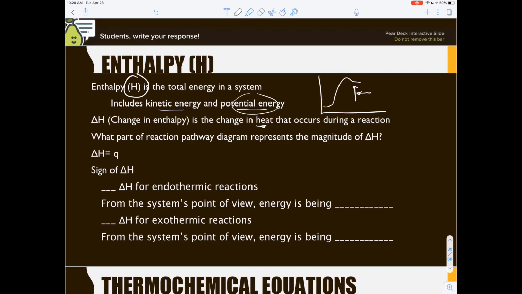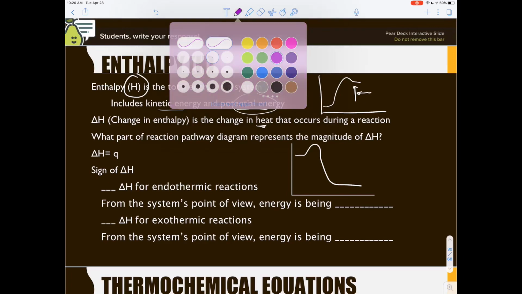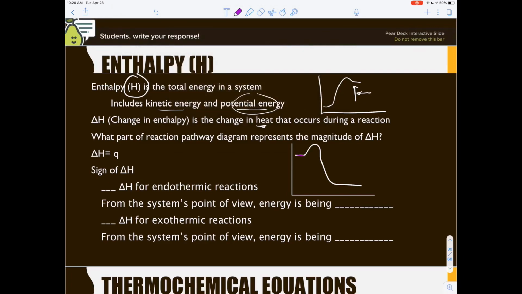Okay, what part of a reaction pathway diagram represents the magnitude of delta H? So I'm going to draw an endothermic reaction here. We kind of talked about this briefly before. So the change in enthalpy is the heat change that occurs in a reaction, okay? So it's basically the difference between the enthalpy that the reactants have and the enthalpy that the products have. This is delta H.